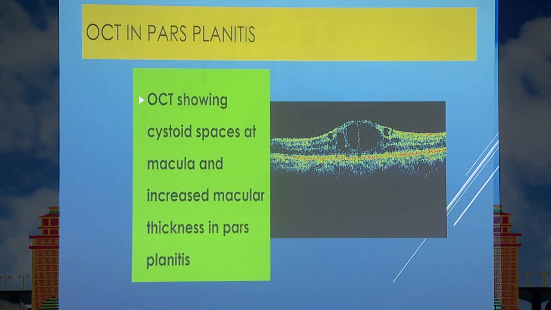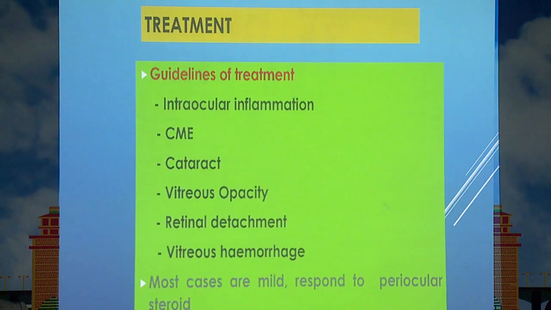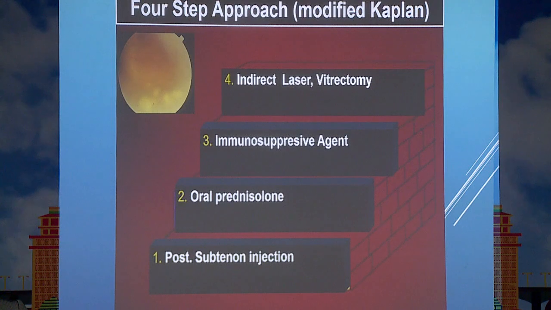OCT again shows the macular edema. It shows cystoid spaces in the macula and increased macular thickness in the pars planitis situations. Coming over to the treatment, the guidelines are basically you treat the intraocular inflammation, the CME, the cataract, the vitreous opacity, RD if there is any, and the vitreous hemorrhage. Most of the cases are mild, however, and respond only to the periocular steroids.